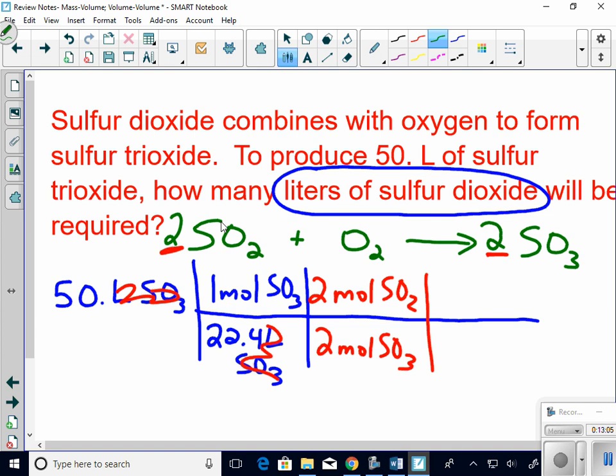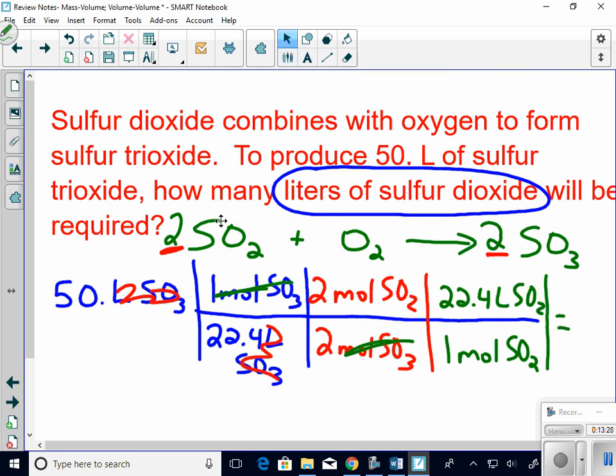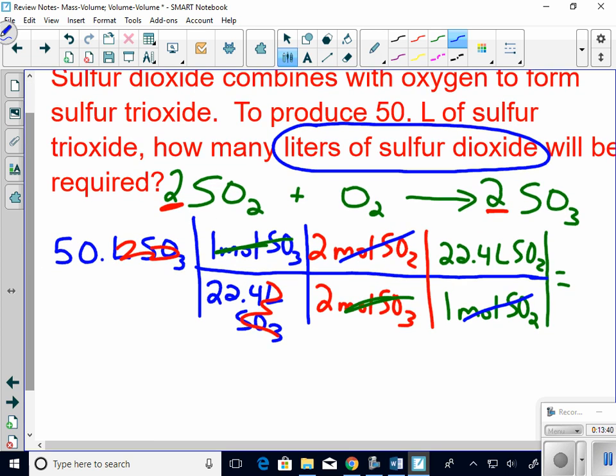Finally, I need to convert this, so let me do my canceling of my labels. Finally, I need to convert this back into liters of sulfur dioxide. Well, I know that 1 mole SO2 has 22.4 liters SO2. Labels cancel. So now my final label is going to be liters of SO2.